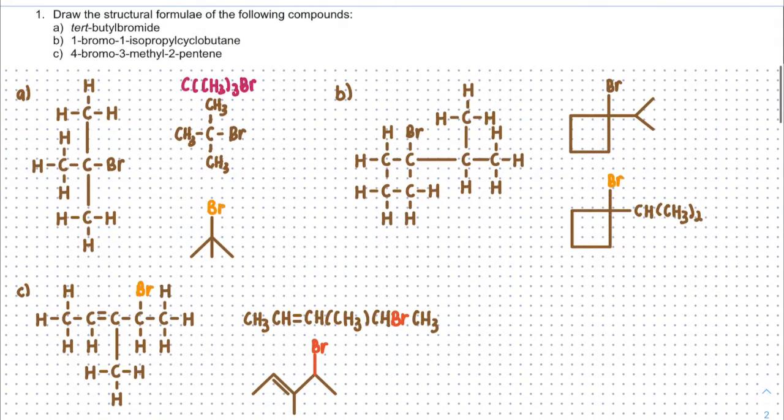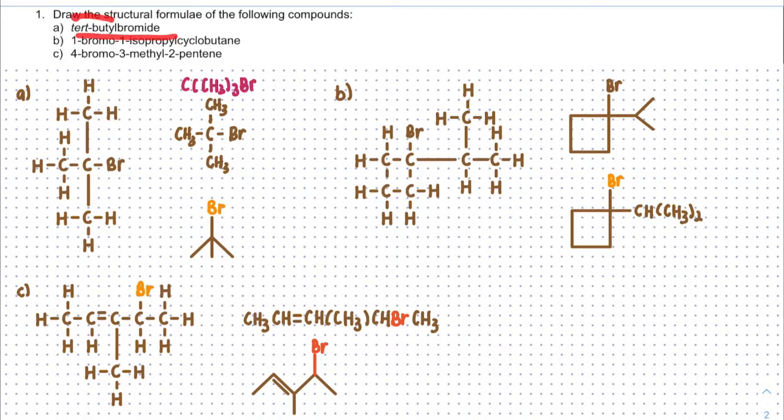For question number 1, it asks you to draw the structural formula of the following compound. We have learned the expanded version, the condensed, as well as the skeleton, so it's up to you which one you're comfortable with. For the solution, I will discuss in terms of expanded, condensed, and skeleton. First one is tert-butyl bromide.